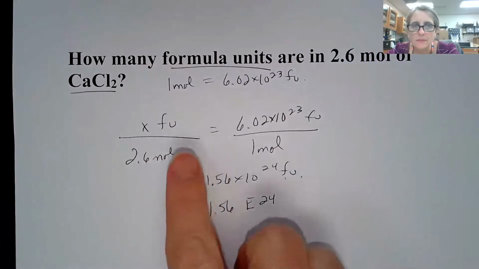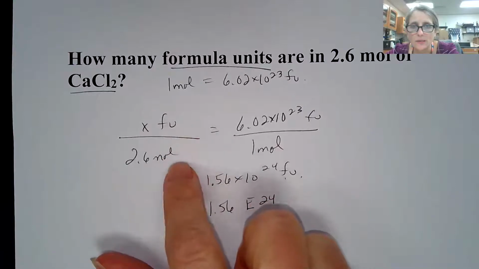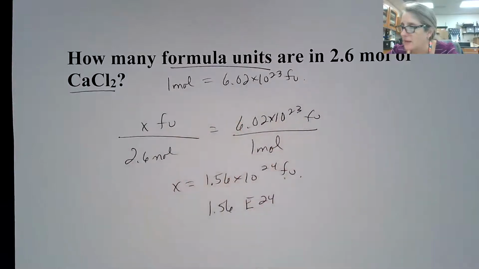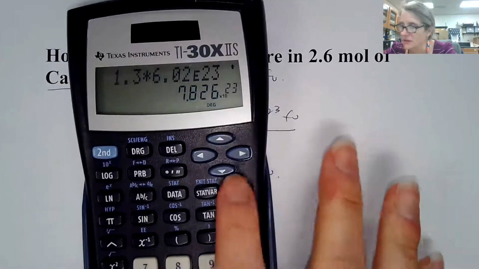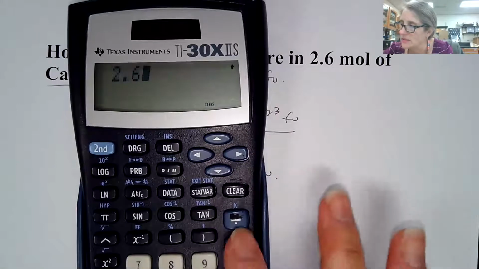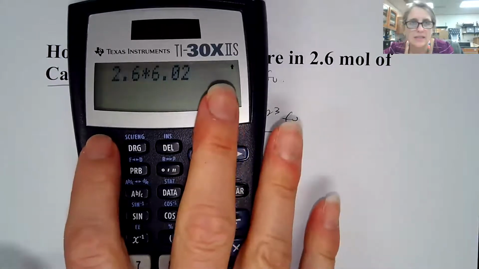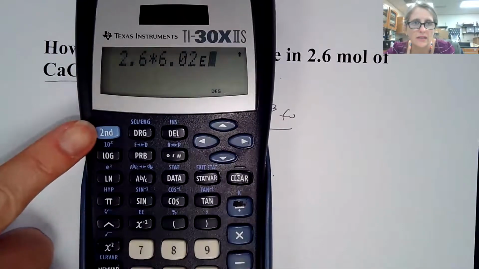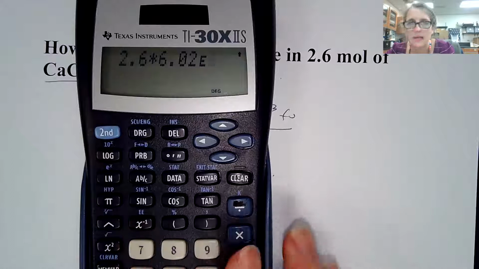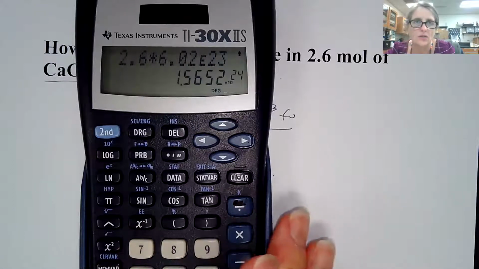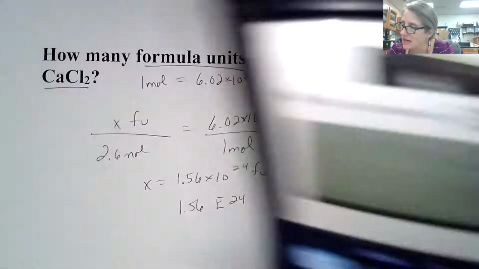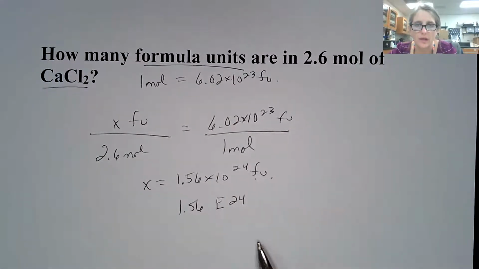So again, same setup. X over the number of moles given is equal to 6.02 times 10 to the 23 over a mole, and you cross multiply. Again, in your calculator, I'm going to clear it out. So I'm going to take 2.6 times 6.02, second function E, so that the E appears. On this calculator, it is the blue key, so I hit that, and then I hit 23, and then I hit enter, and it will spit out the correct answer. So 1.56 times 10 to the 24th. Again, E24 might be what your calculator shows you.